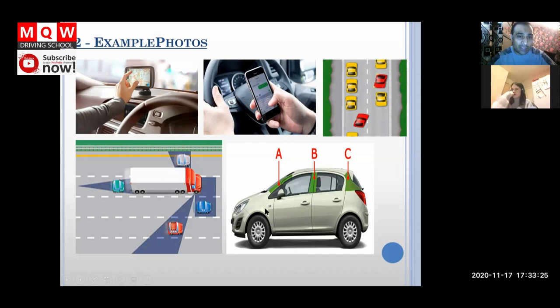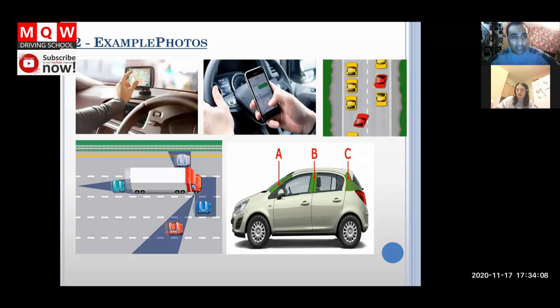Then if you look at the bottom pictures, did you notice that this is more like a picture to tell you about the blind spots? If you see the ABC picture, this picture is trying to tell you that you have three pillars on your car which block your vision. So then you have a blind spot. For example, when you come out from the T-junction, who is more vulnerable on the main road, which you cannot see? Any idea? Motorbikes, bicycles. Yes, because these pillars will block your vision.